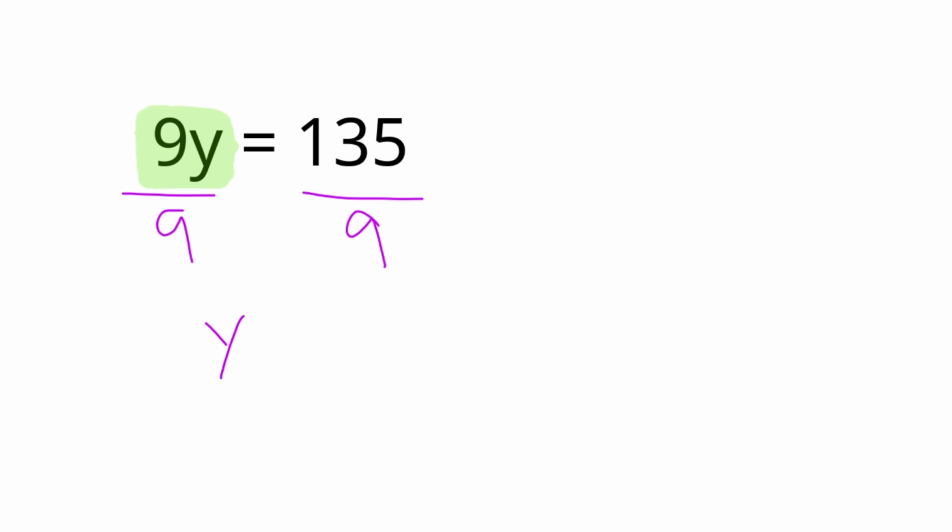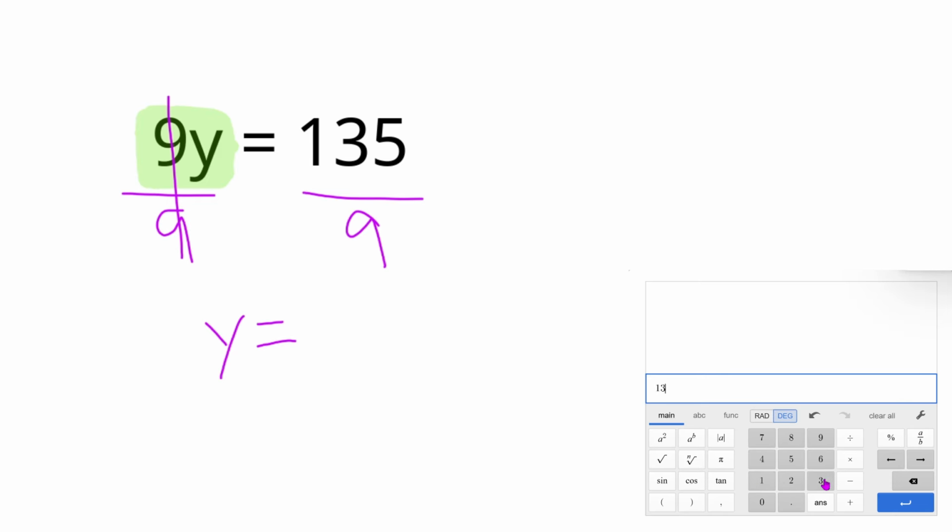We only want one y, not 9 of the y's. So the 9 over 9 cancels out, leaving the y isolated all by itself. Now we have 135 divided by 9. You can input that into your calculator. You get 15.